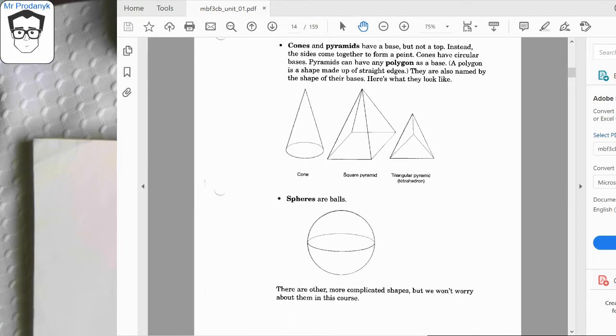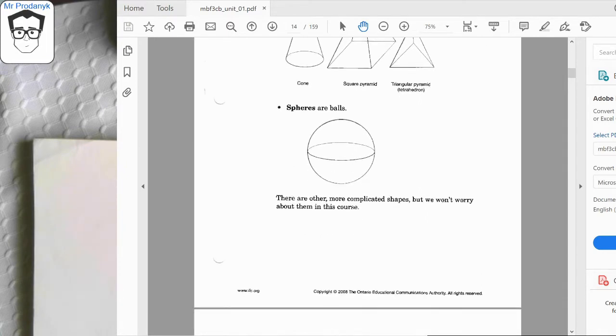We have other types, cones and pyramids, where it's not simply one shape stretched into a uniform structure. An example of that, the first one, is the cone. You can see it's a circle on the bottom, but instead of that circle being pulled all the way up to create a nice cylinder, the edges are brought to a point, and so we refer to that as a cone. Same thing with the square and triangular pyramids.